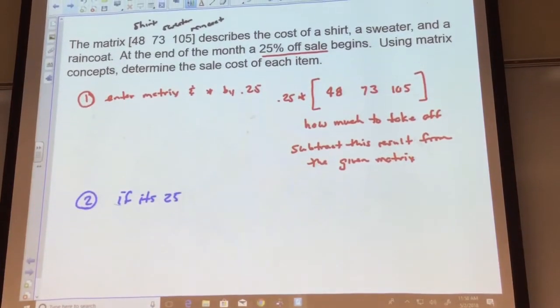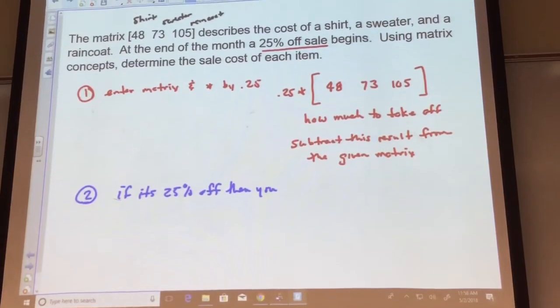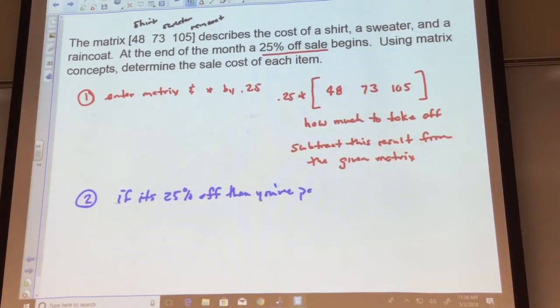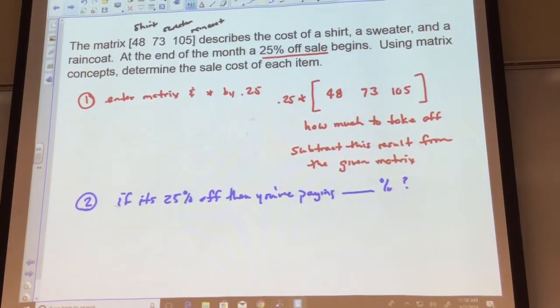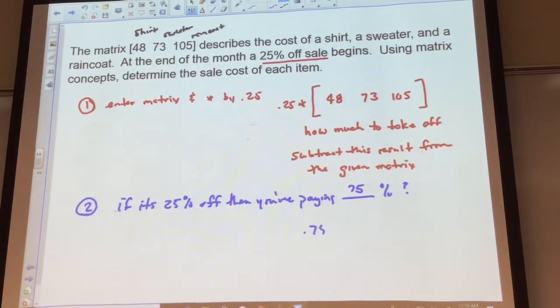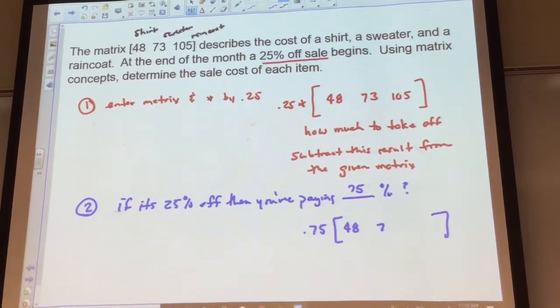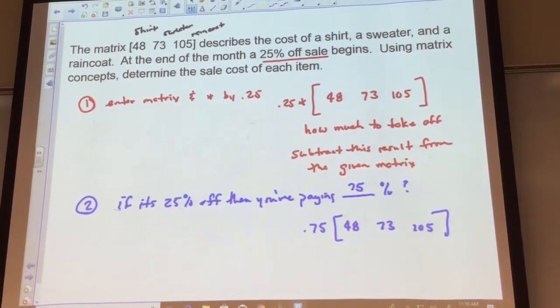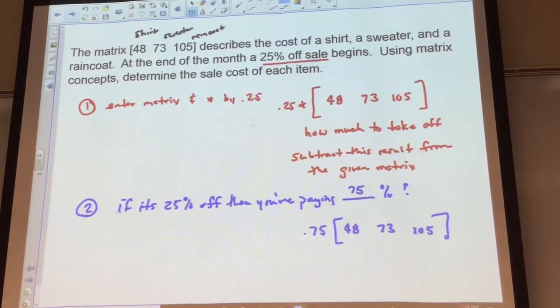If it's 25% off, then you're paying what percent? 75. So maybe we do the subtraction problem on the percentage value, because now coming back and doing a 0.75 times that matrix of 48, 73, and 105 would give us exactly what they asked for more quickly. It doesn't mean you have to do it as a two-step problem. You don't have to do it as a one-step problem.